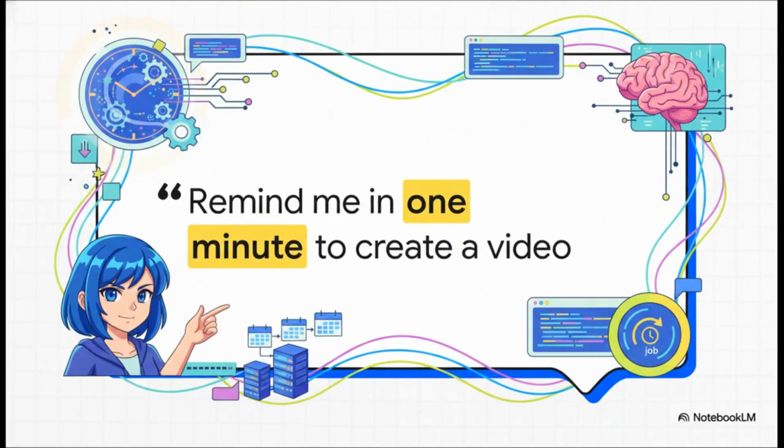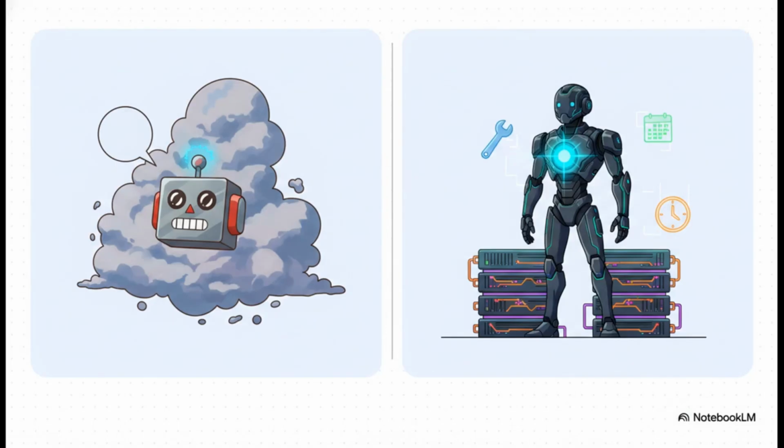And this is where you really see that OpenClaw is so much more than a chatbot. You can give it time-based commands just using plain English. So when you say something like, remind me in 1 minute to create a video, OpenClaw doesn't just understand the words. It actually reaches into your server and creates a real automated task, what's called a cron job in the tech world, to make sure you get that reminder at the exact right time. How cool is that?